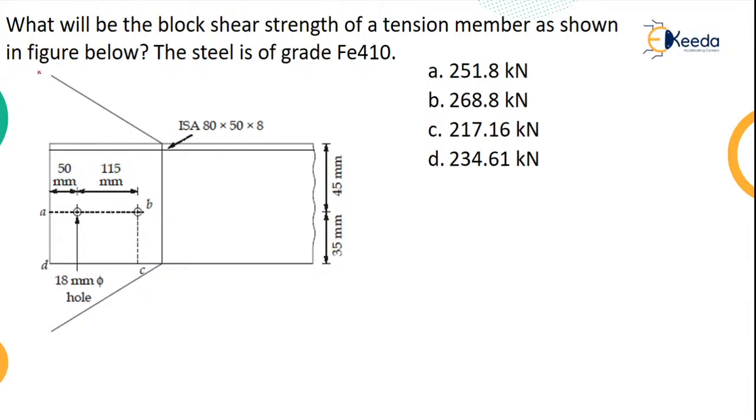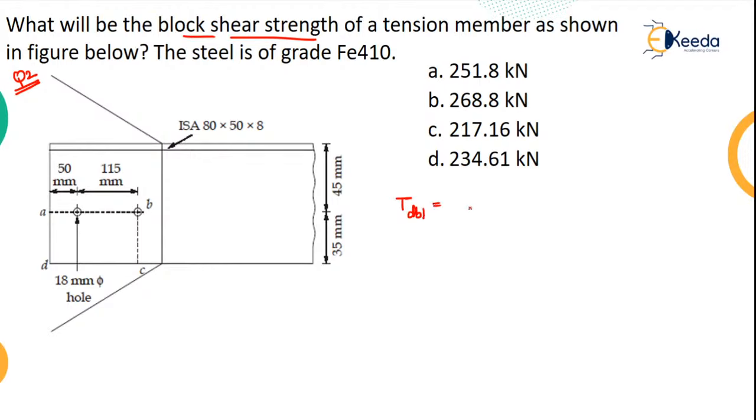So this is your second question. What will be the block shear strength of a tension member as shown in the figure? So what is the tension? It's asking you what? The block shear strength of the tension member. What is the notation for the block shear strength?